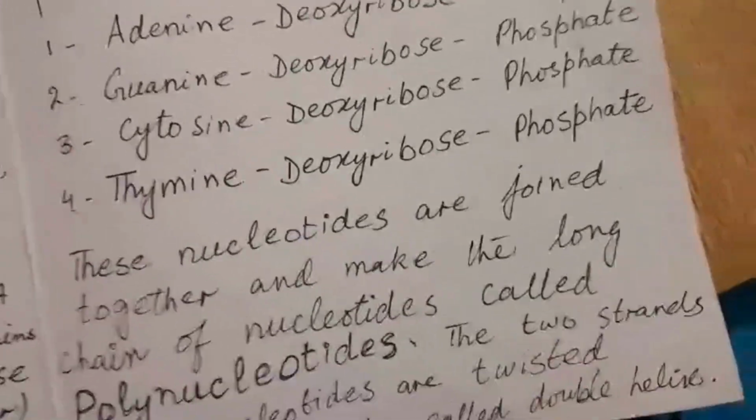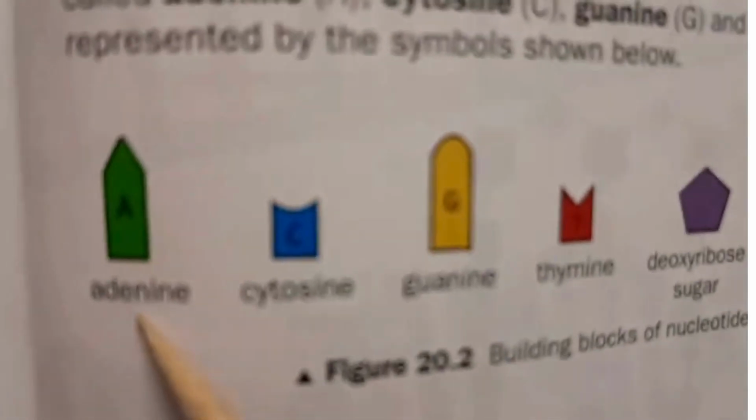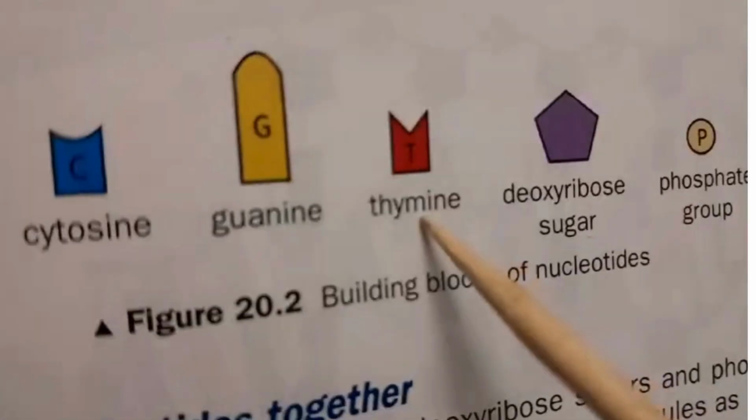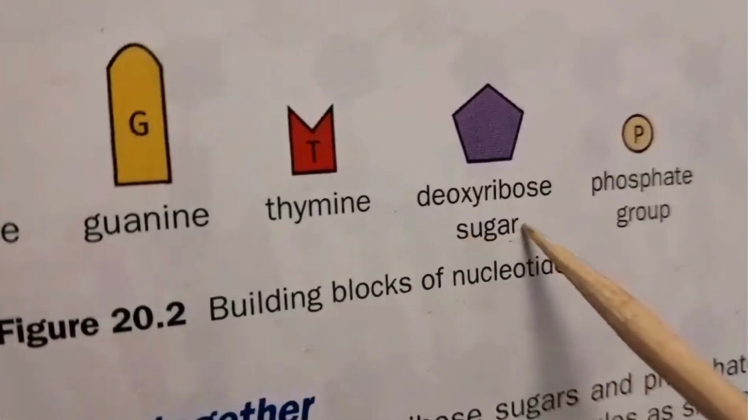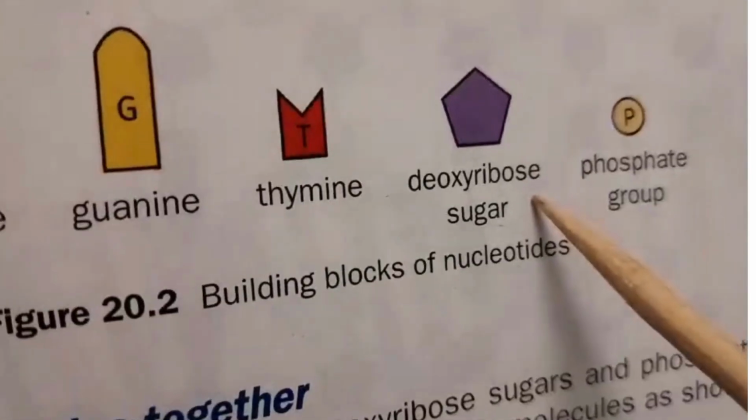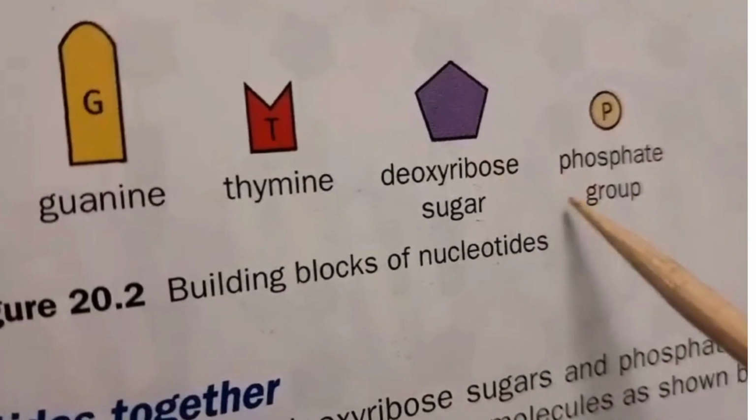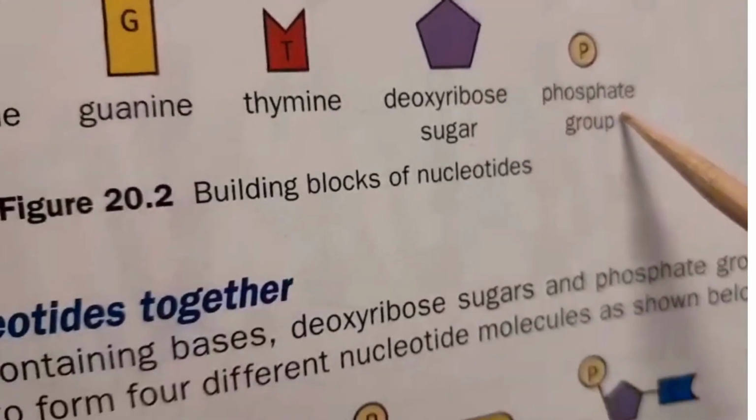Students, the diagram shows the building block of the nucleotide. The nucleotide is made up of the 4 types of nitrogenous bases. This one is the adenine base, this is the cytosine base, this is guanine, and this is the thymine base. There is a sugar, deoxyribose sugar, the 5-carbon sugar, and a phosphate group.